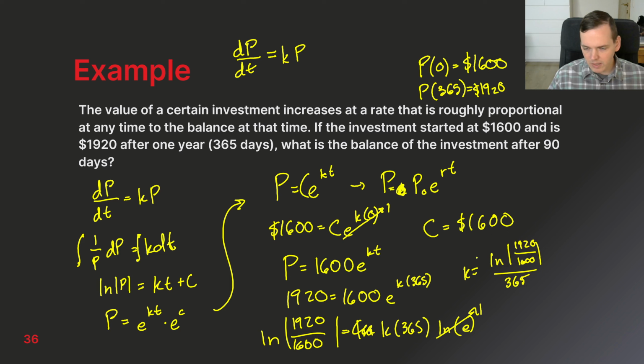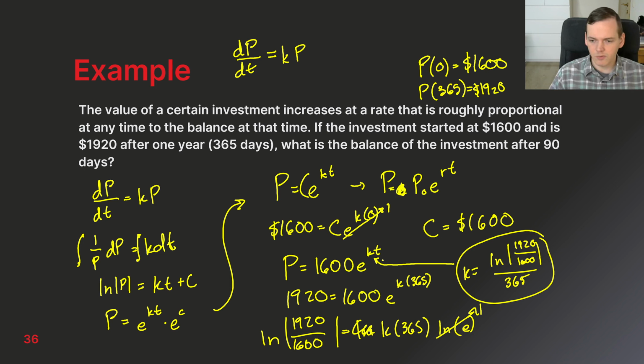I'll leave it as an exercise for you. You can calculate what that number is and plug it in here. And then for P of 90, you just have to plug in t equals 90. If you have questions, feel free to ask, but that'll kind of wrap us up here.